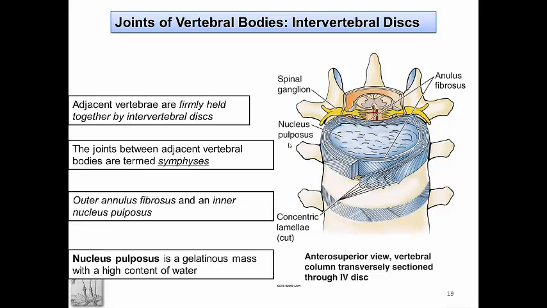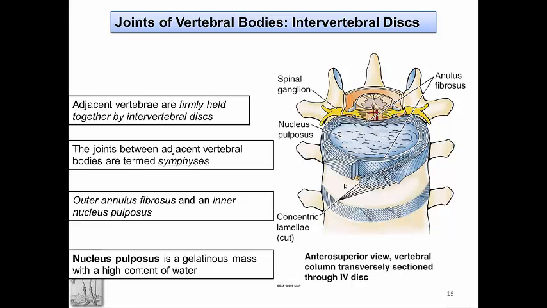One more look at the intervertebral discs. So the discs hold the vertebrae together, the adjacent vertebrae here. We'll refer to the joints that they create as symphyses. And as I mentioned before, they consist of this outer fibrous ring and this inner kind of squishy mass called the nucleus pulposus. This is made of water to a very high degree. And interestingly, about 25% of the height of the vertebral column is solely due to the thickness of the intervertebral disc.